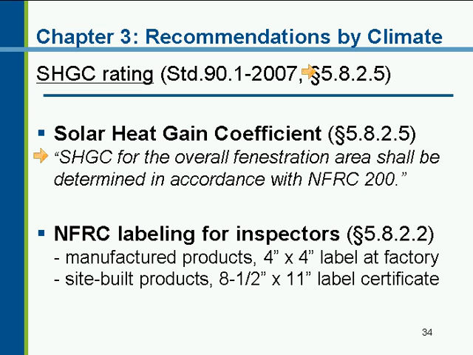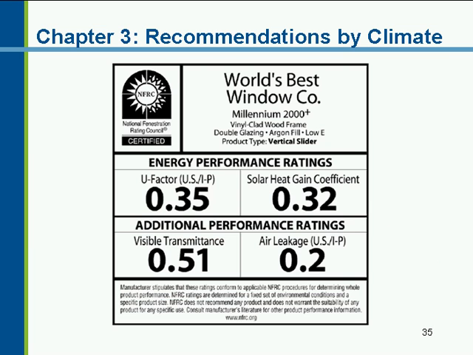But once you have those two ratings, an easy way for you to verify that as a contractor, and also as a designer if you're doing site inspections, is to look for a label. Because you've got a manufactured product where the entire product is constructed in a plant and then shipped to your construction site, there'll be a 4-inch by 4-inch label put on at the factory. Conversely, if you've got a site-built product, like a glazed wall system or a curtain wall, what you get is an 8.5 by 11-inch label certificate that has this 4x4 label in the corner.